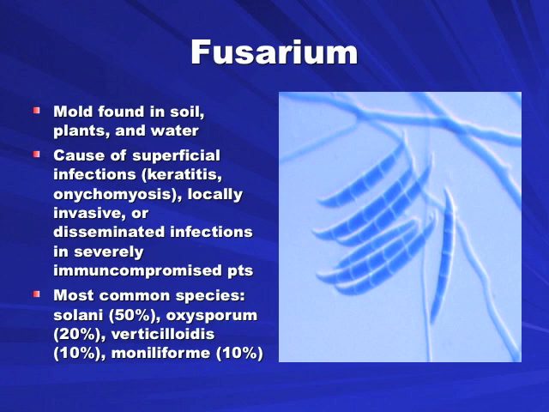Moving from Aspergillus to Fusarium, this banana-shaped mold here, found in soil, plants, and water, and we can see superficial infections, keratitis, onychomycosis. We can see locally invasive infections, and we can see disseminated infections in severely immunocompromised patients. Most common species being Solani, about half of them, Oxysporum, 20%, Verticillioides, 10%, Moniliforme, 10%.